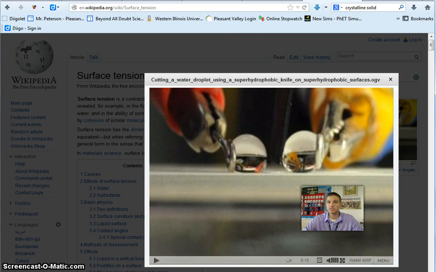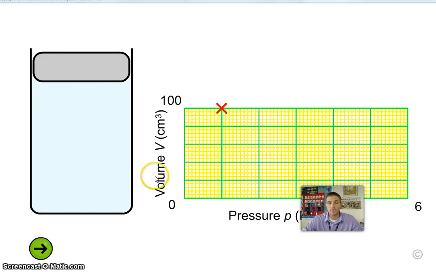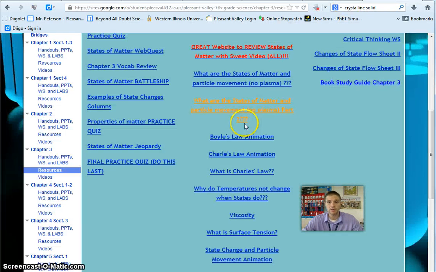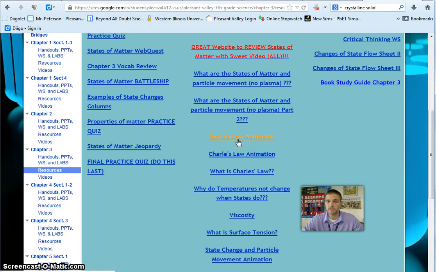The last ones I want to talk about are the gas laws. We have Boyle's law here. So here's an animation. If you wanted to find this animation, I went to the resources page right here, and here's the Boyle's animation. Same thing with Charles' law. We looked at viscosity and surface tension. Those are all on the website.